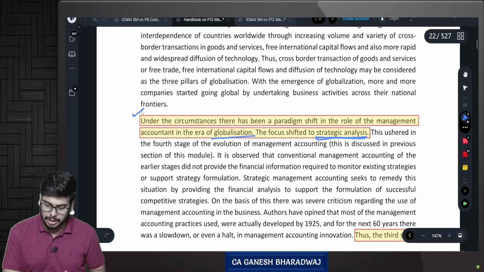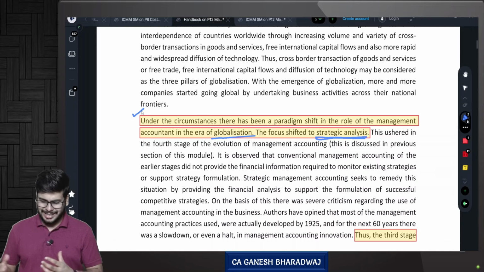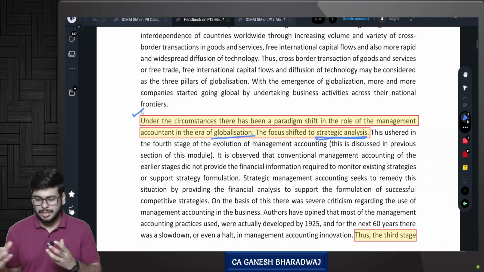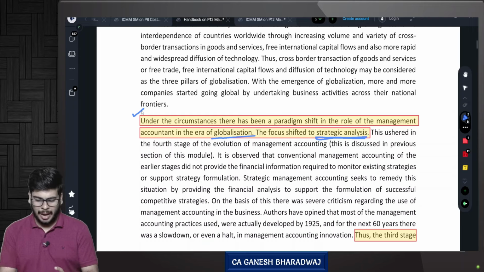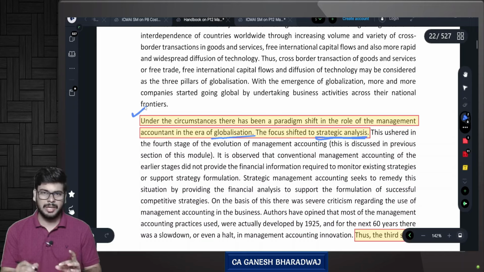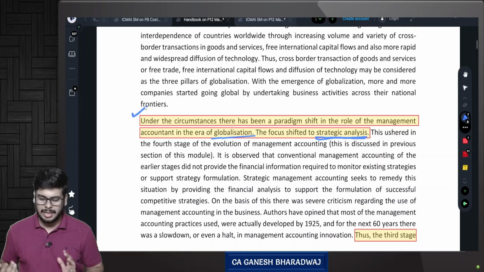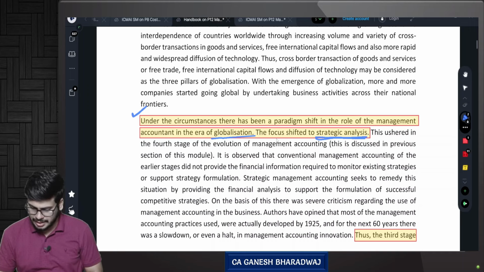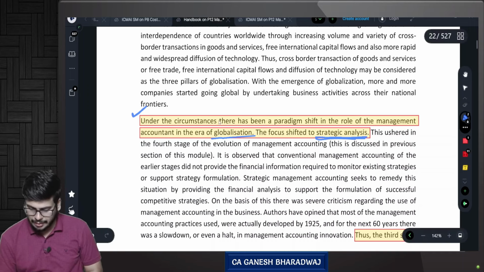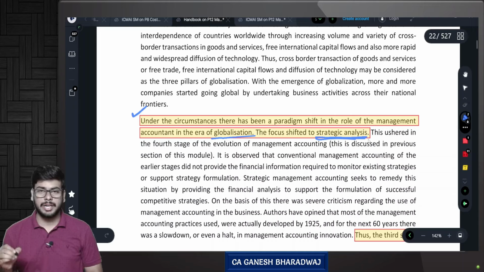I have just blocked it here, because I think there are some fill in the blank questions related to this. So only this part alone. There is something called fill in the blanks that is applicable for your exams. What they do is suddenly they will give one sentence inside this entire chapter, and they say the focus has shifted to dash. So they will explain the previous sentence and say the focus has shifted to dash. For the dash, you need to write strategic analysis.